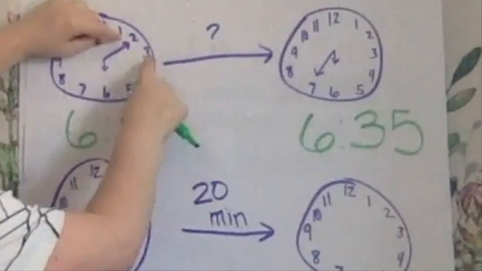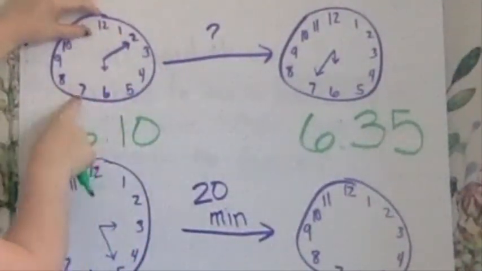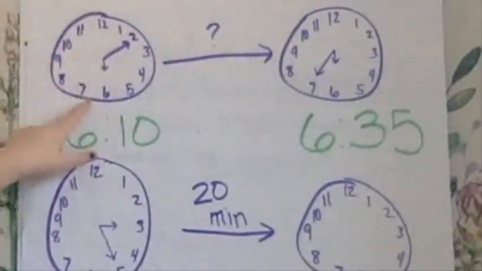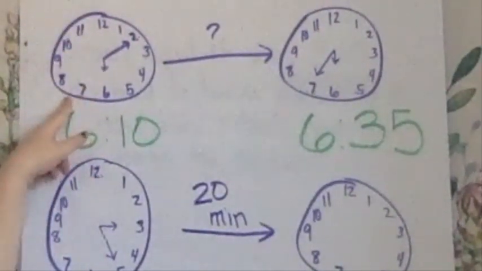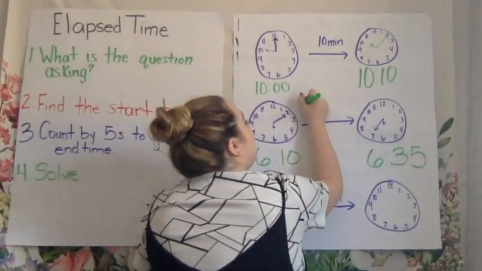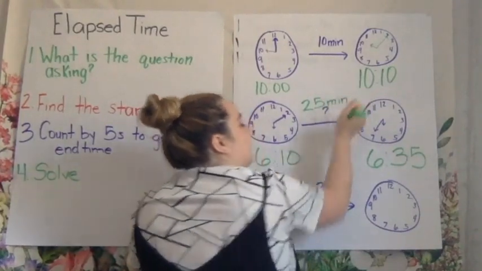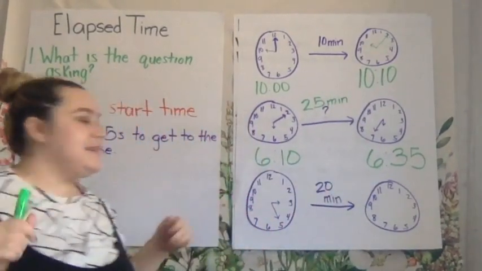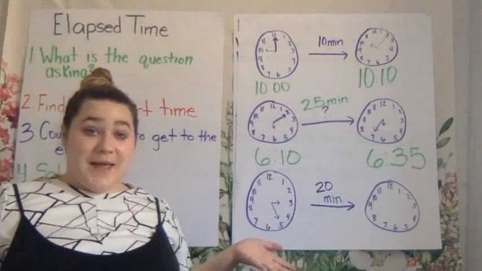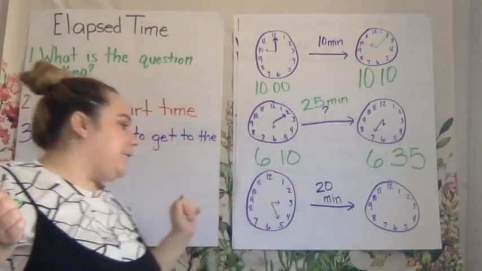Go. 5, 10, 15, 20, 25. Stop. I made it to 6:35, but what number did I say? I said 25. That means 25 minutes have gone by in between these two times. Now, did I answer the question all the way? Yes, I did. I have all of my parts written out.